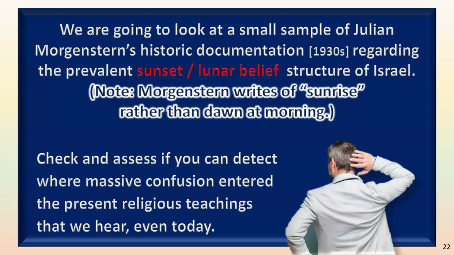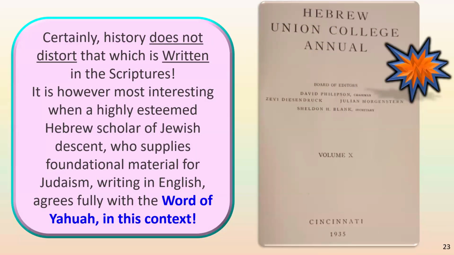So check and assess if you can detect where massive confusion entered the present religious teachings that we hear even today. And this is the title page of this document from Hebrew Union College. You can see that it is by Morgenstern right there. And this particular paper was 1935. And just a little note here before we read a couple of quotes from Morgenstern. He was a very, very good researcher of the Jewish calendar in the Old Testament history times and what was happening. So we can see what he has to say.